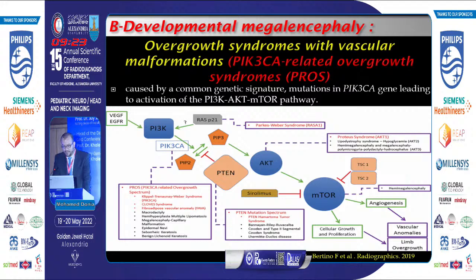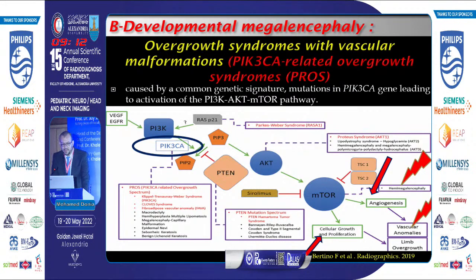This pathway is important for cellular growth and angiogenesis. Mutation in this pathway leads to vascular anomalies, limb overgrowth, and hemimegalencephaly. We'll focus upon the PIK3CA mutation, AKT mutation, and PTEN mutation.